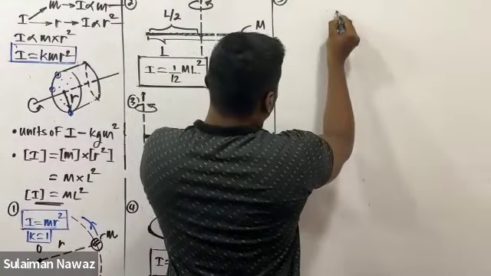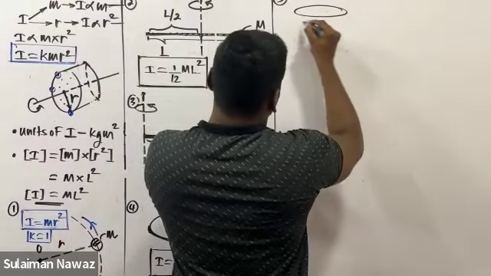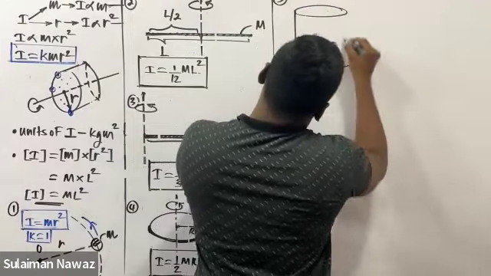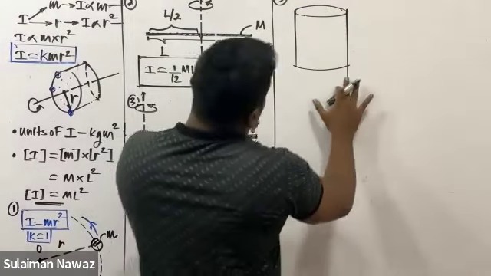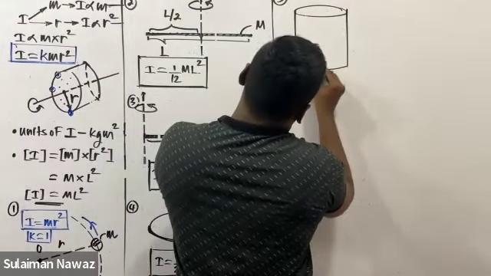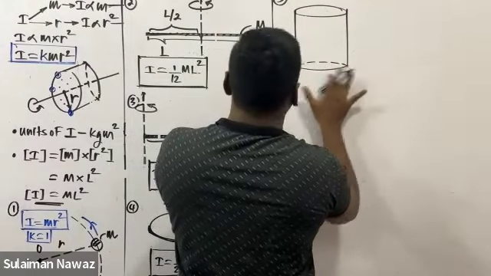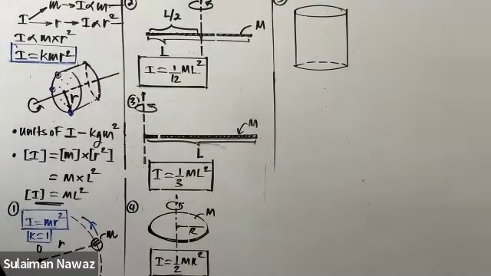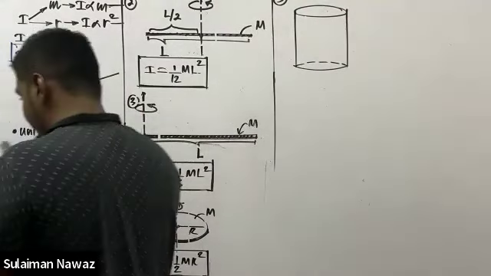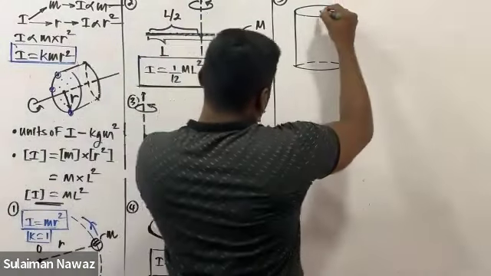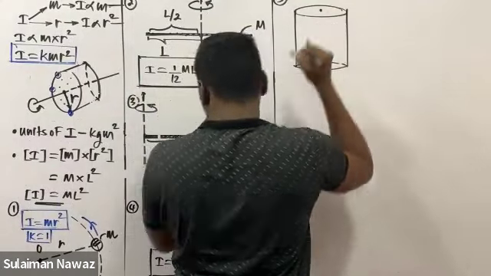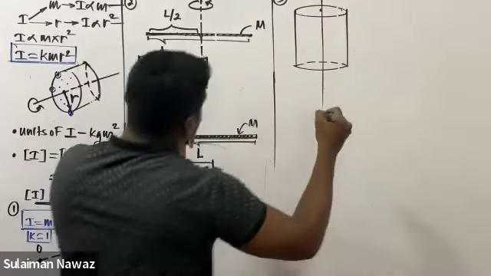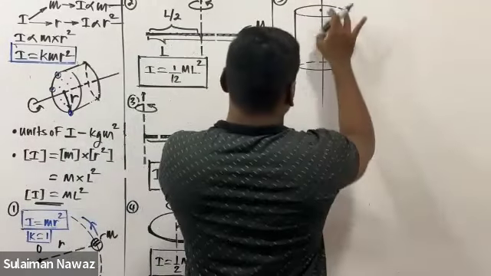If I draw the diagram, this is the axis of rotation, the axis passing through the center of the solid cylinder. This is the axis.